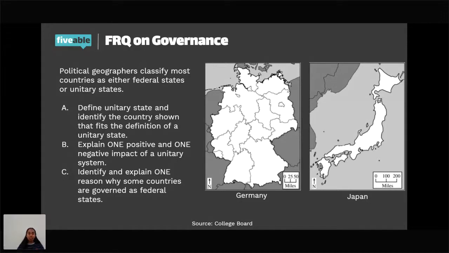Now onto the negative impacts. What happens with a unitary system is that a centralization of power can lead to a disconnect with local areas, minority groups, regional political parties, or disparate regions. As we covered in one of the table slides, states with unitary systems usually had fewer minority groups and less diversity. So when there's just that one government, they're going to focus on the main majority groups, and they're just going to ignore all the people living in rural areas and minorities and stuff.